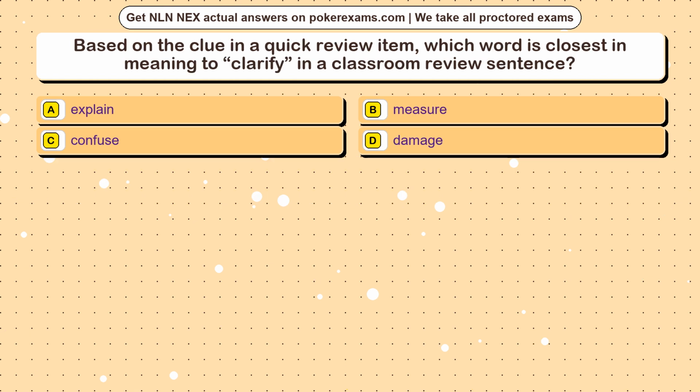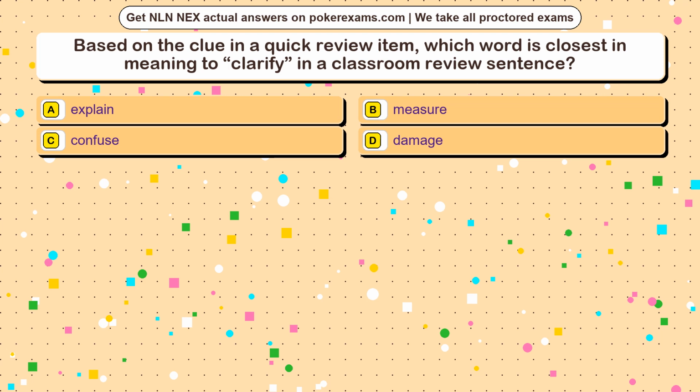Question 17. Based on the clue in a quick review item, which word is closest in meaning to clarify in a classroom review sentence? Option A, explain. Option B, measure. Option C, confuse. Option D, damage.